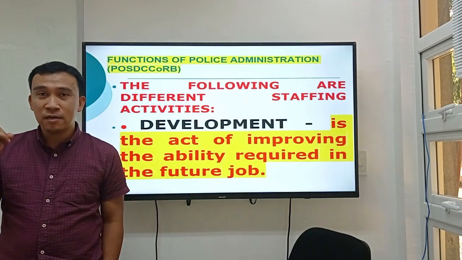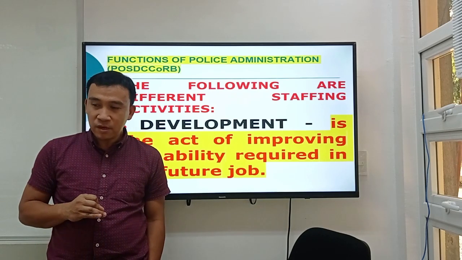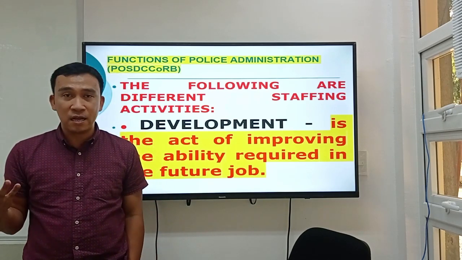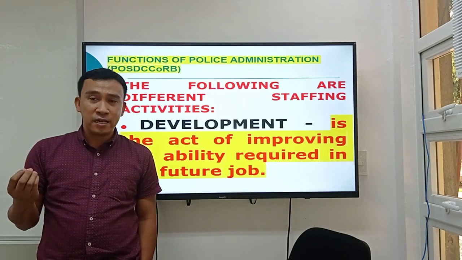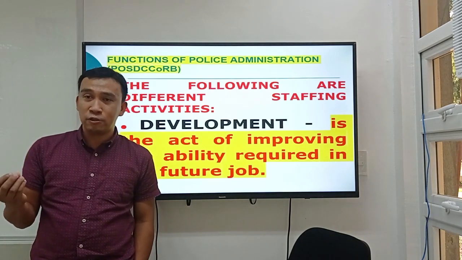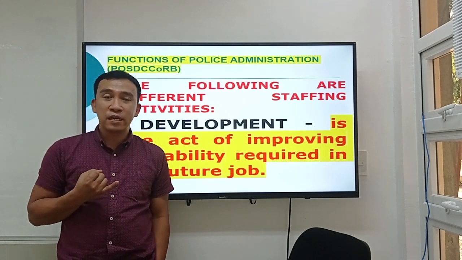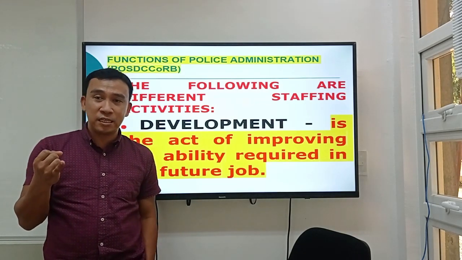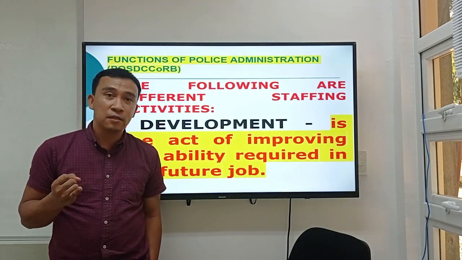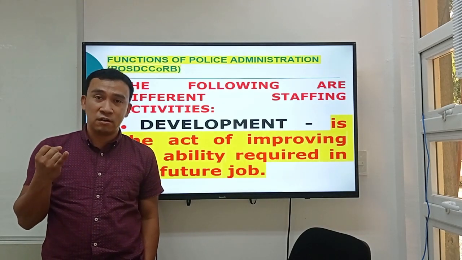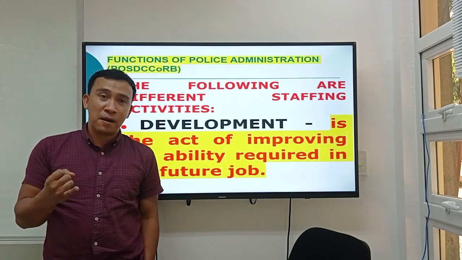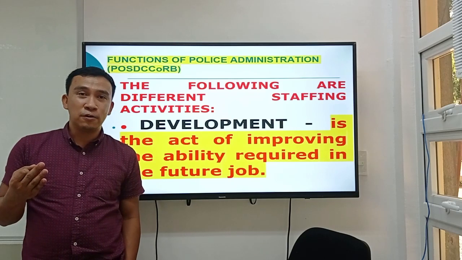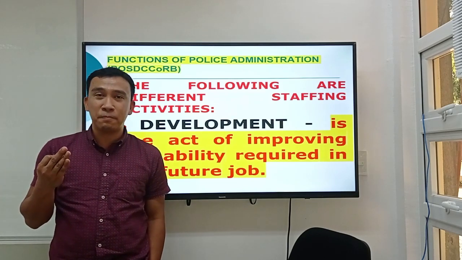So, 5 staffing activities. Number one is recruitment, encouraging applicants to apply or to submit their application to your organization. And selection is choosing the best applicants among the best. Okay, na magiging suited or fitted sa trabaho ng isang organization. Thirdly is appraisal or the so-called performance evaluation.